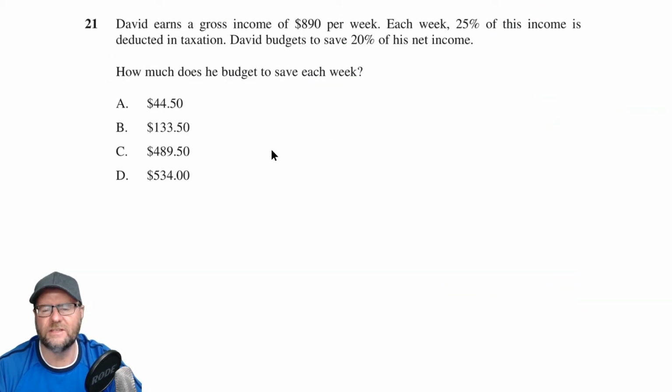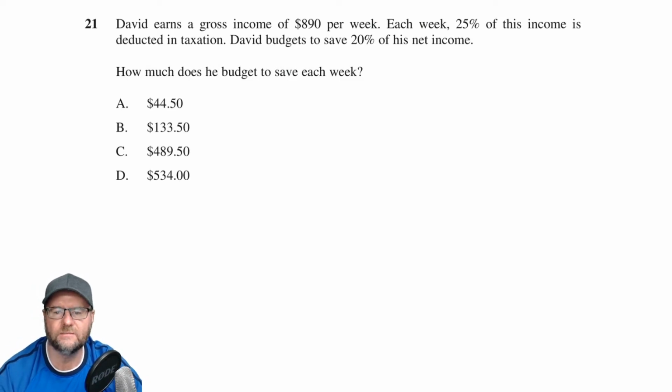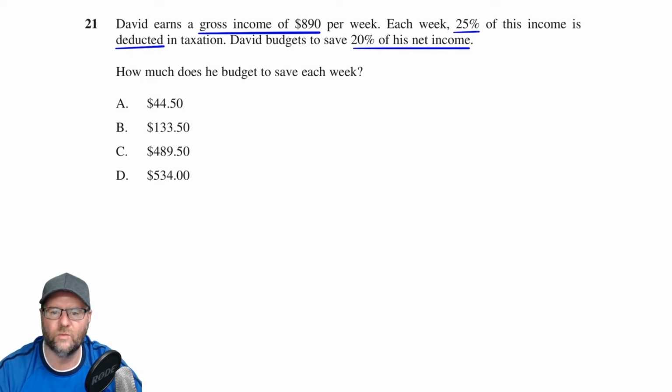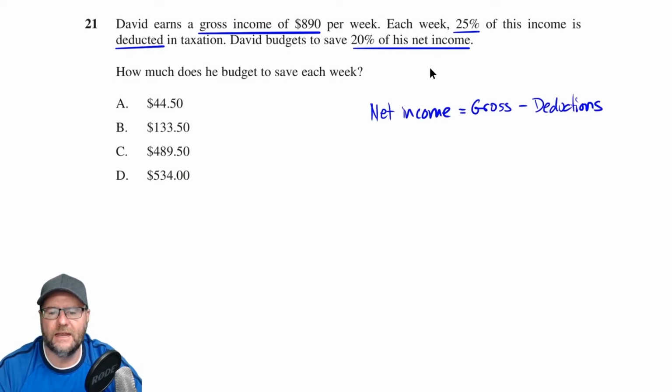David has a gross income of $890 a week. He pays 25% of that as a deduction in tax. It gets deducted from the gross. And he wants to save 20% of his net income. So there are some important words in there. Gross income is all of the income before anything is done to it. Then the net income is that gross amount minus deductions.